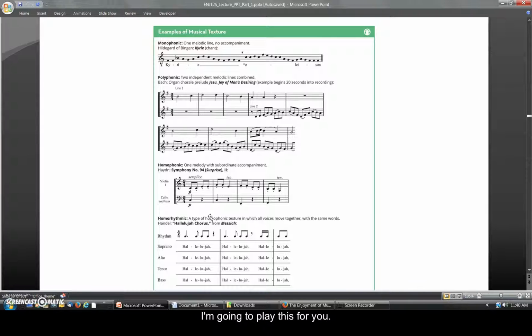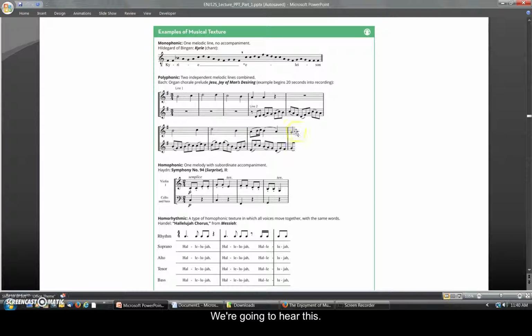I'm going to play these for you. Monophonic means one line. We can see here that we have one line of music. You can have multiple performers performing that, but it's only one melody, only one line that you're hearing. Polyphonic means we have two independent lines. They are two melodies that could stand by themselves, but they're being played together at the same time.